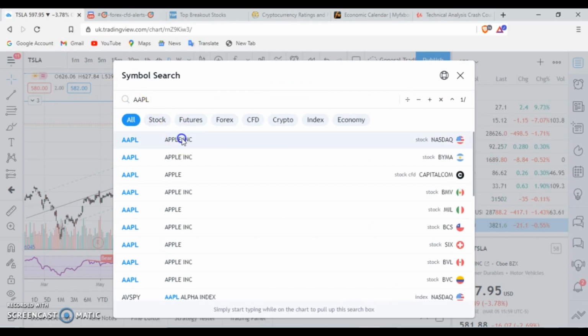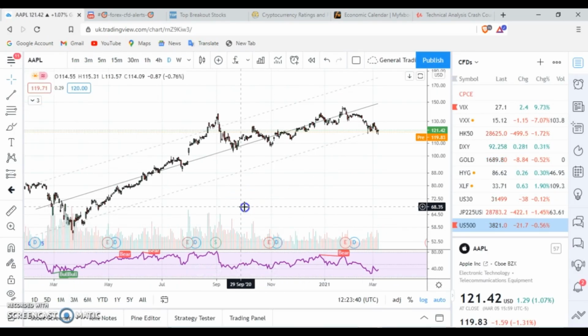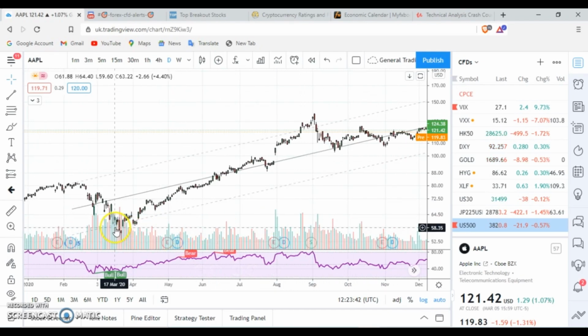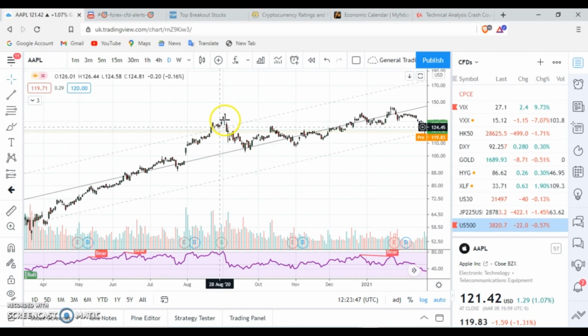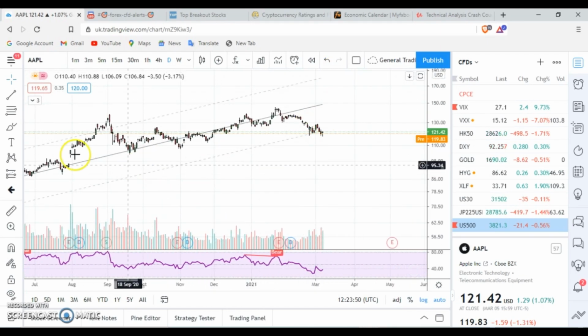Same with AAPL. So that's why I like this, right? It's not a common one, but I like it a lot because it's quite accurate. This is Apple. So look, touches the bottom, goes up. Touches the bottom, goes up. Breaches the top, not by far, comes back down. Now is at the bottom, so probably go up.